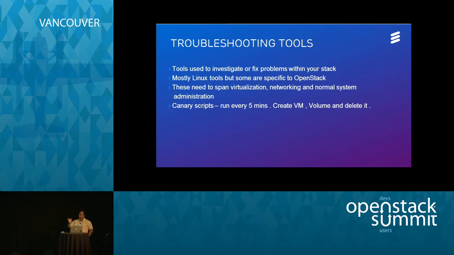every 5 minutes run, create a VM, create a volume, and delete it. Every 5 minutes it runs, and if the run is not successful, we get an alert message. The advantage of that is, I'm creating a VM, right? That means my Keystone, Glance, Nova, Neutron, all these components are working fine if VM creation is successful. If I'm creating a volume, that means my Cinder component is working fine. So this gives me at least an assurance that this is working fine.